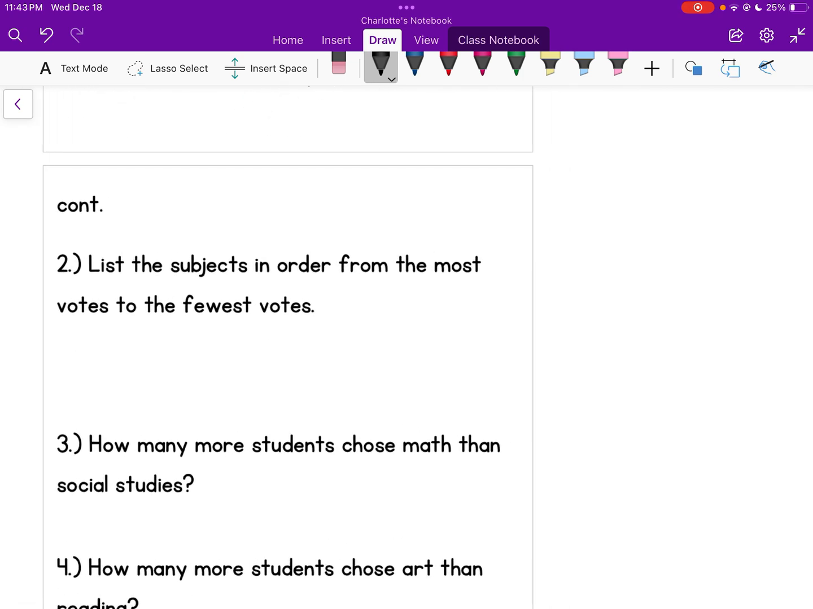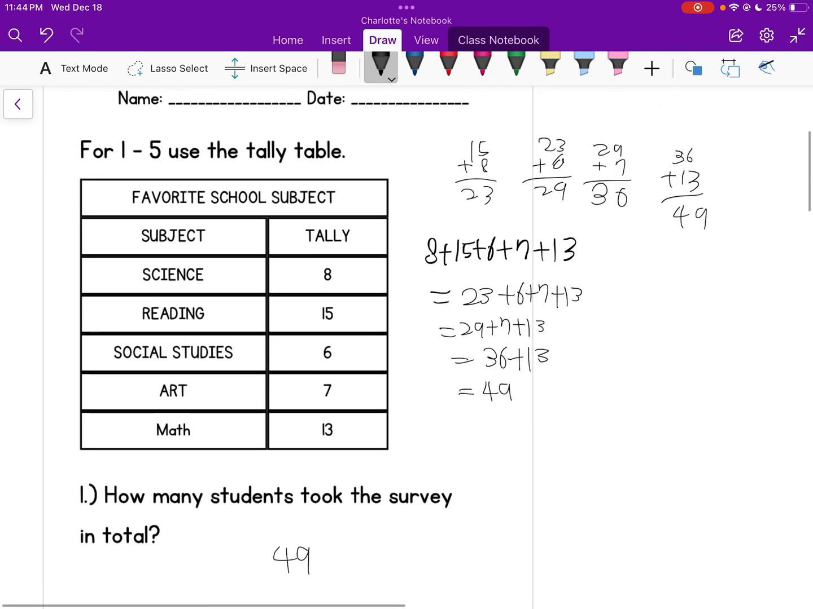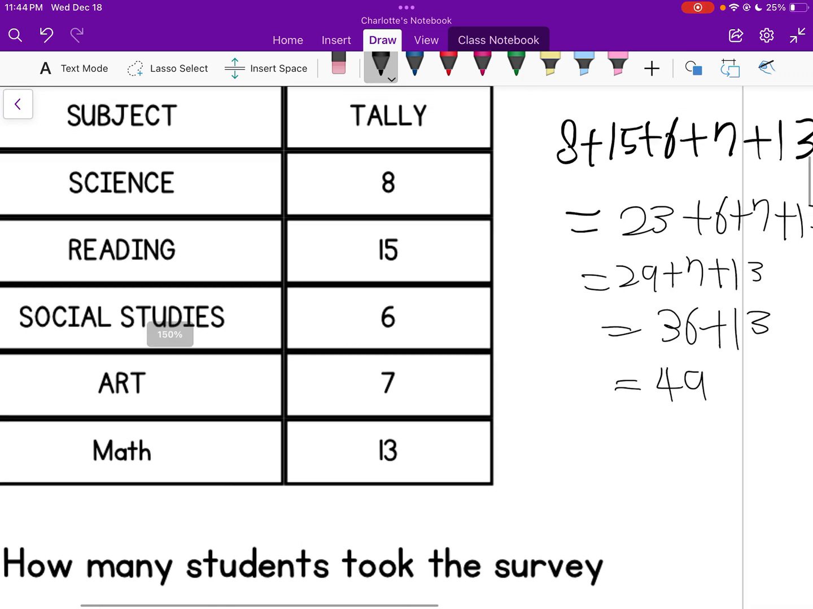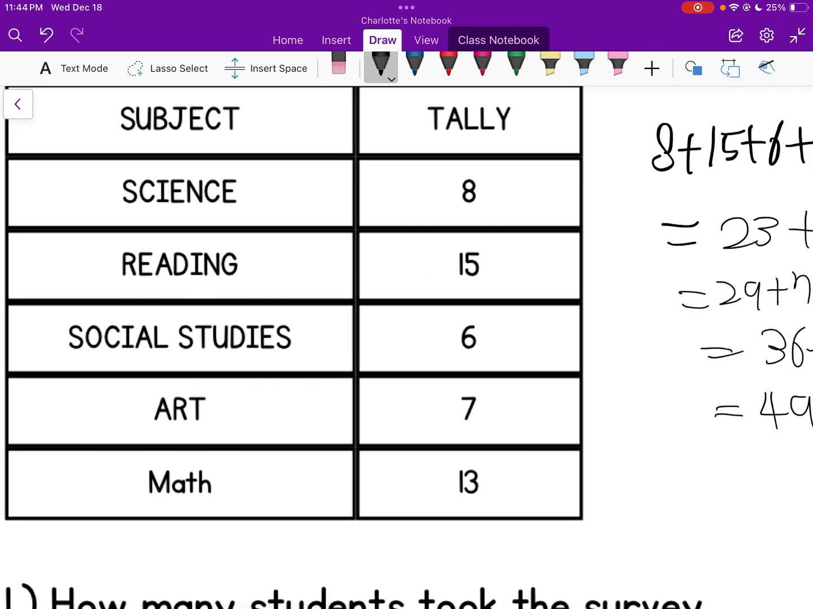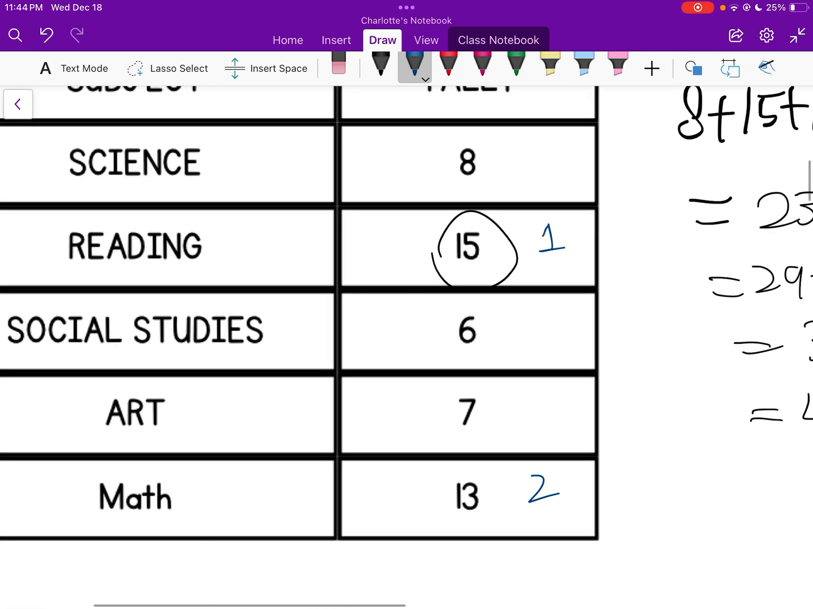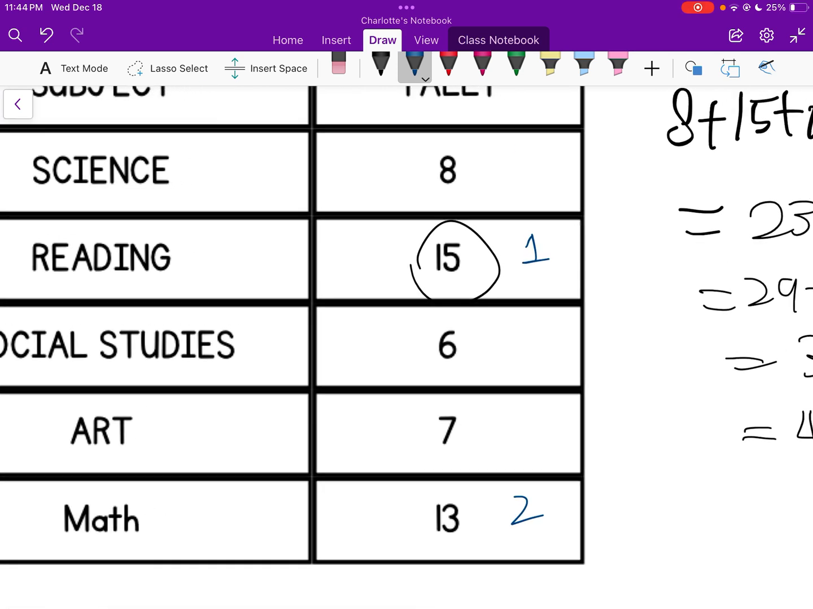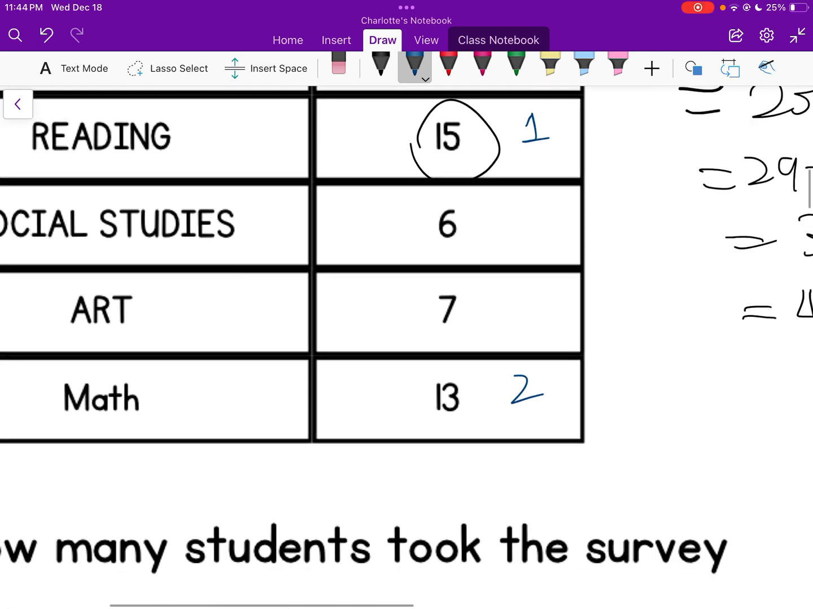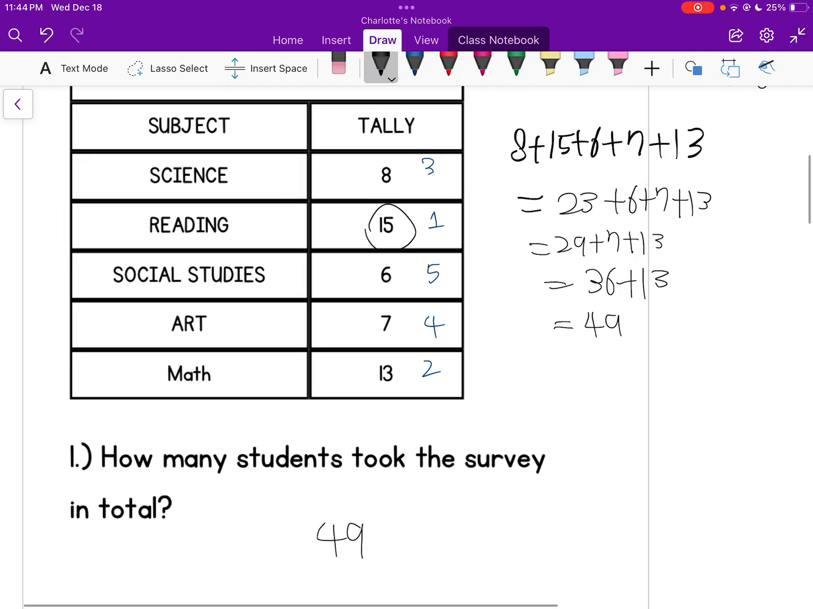Number 2, list the subjects in order from the most votes to the fewest votes. So we're going to compare the numbers. As we see here, reading has the most votes, 15 votes, so that's number 1. Math is second because it's 13, and then 8 is third, and 7 is fourth, and 6 is the last one, fifth. So we'll order it like that.